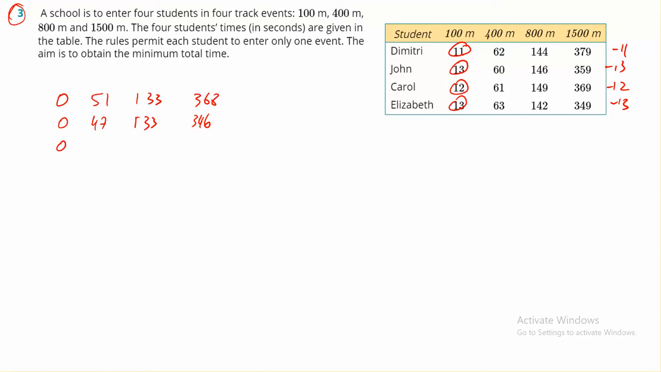61 minus 12 gives me 49. 149 minus 12 gives me 137. Next, we've got 369 minus 12, which gives me 357. Then finally, the fourth row, 13 minus 13 is 0. 63 minus 13 is 50. 142 minus 13 gives me 129. And 349 minus 13 gives me 336.